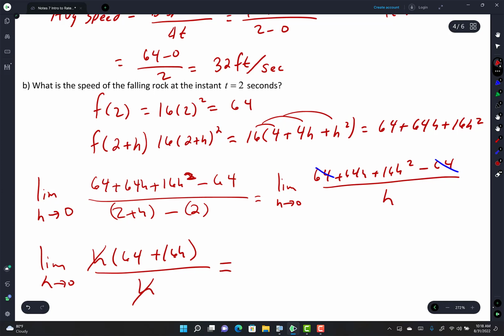What is my speed at the moment t equals 2 seconds? 64 feet per second. You cannot do this type of physics without doing the calculus. It has to be done with limits or derivatives, but we're not there yet.